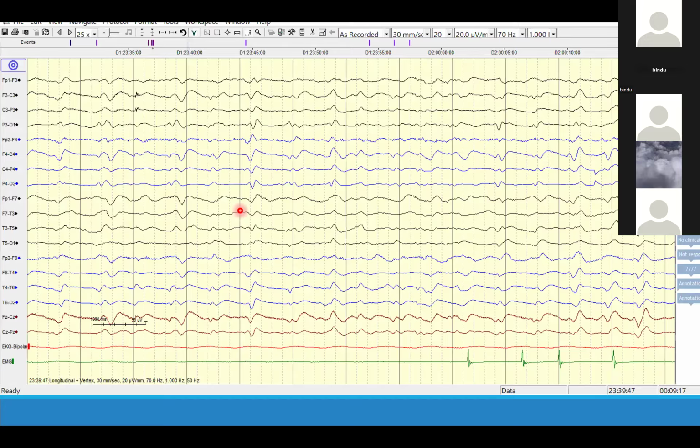This was the EEG read in bipolar montage with a sensitivity of 20 microvolts per millimeter. It shows periodic discharges of atypical triphasic morphology seen bilaterally. These are short interval periodic discharges, coming at a frequency of 1 to 2 hertz. This is the same read in average montage.